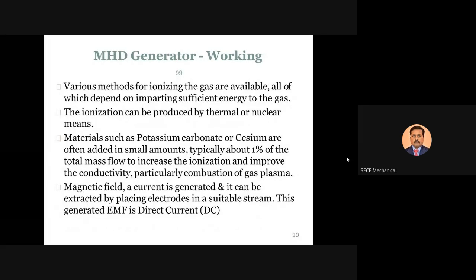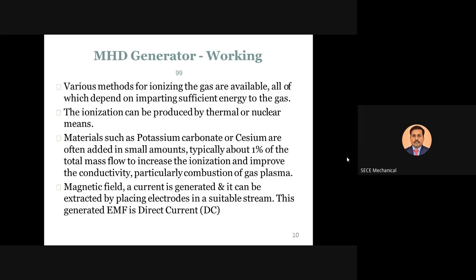Various methods for ionizing gases are available, all of which depend on imparting sufficient energy to the gas. The ionization can be produced by thermal or nuclear means. So with the help of a thermal process or nuclear process, we can create the ionization effect. Normally, the material is potassium carbonate. Materials such as potassium carbonate or cesium are often added in small amounts, typically 1% of the total mass of flow.